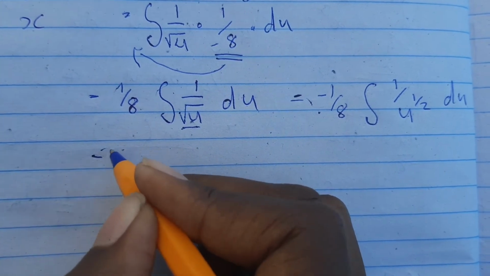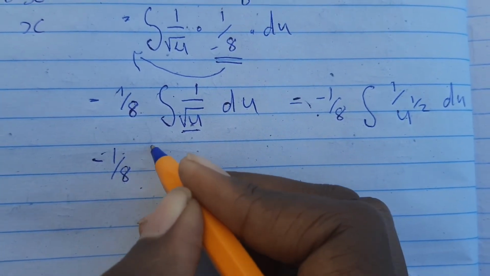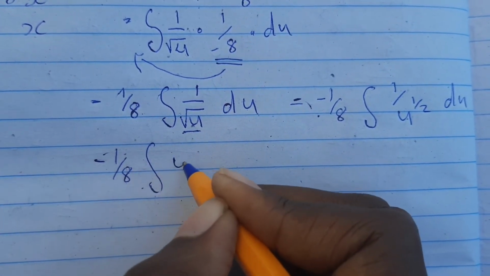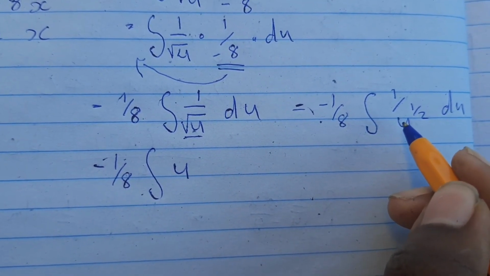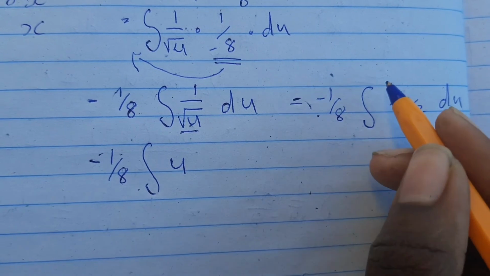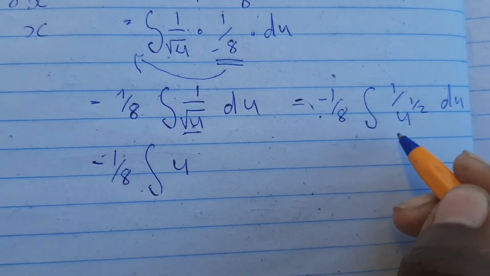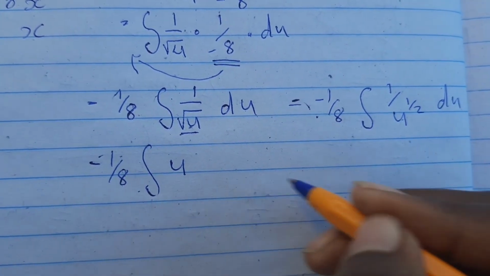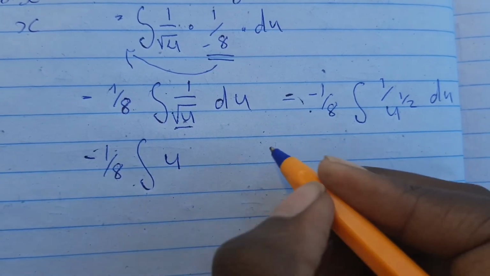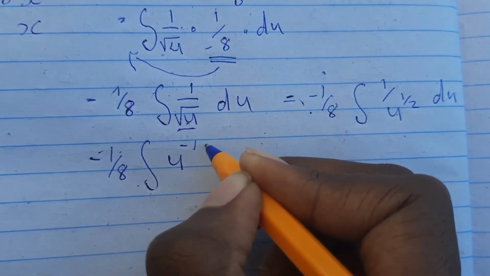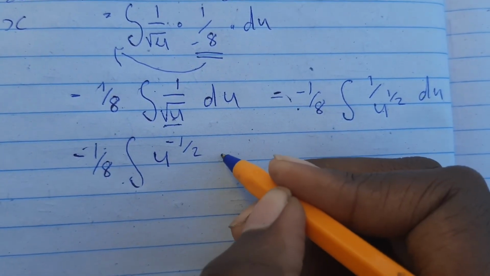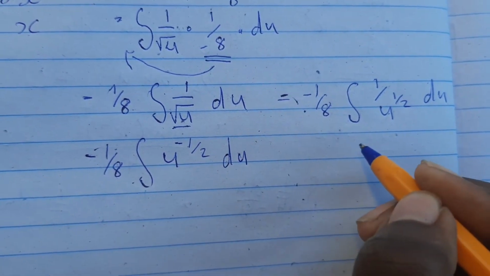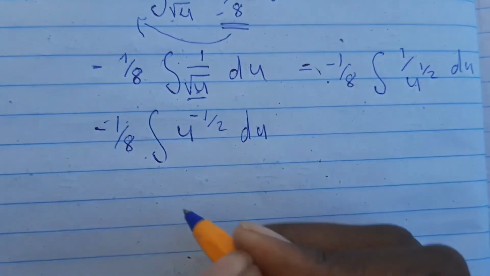So we're going to have negative 1 over 8. We're going to integrate u to the negative half, because if you multiply out, this goes on top there. But the coefficient will become negative, so it's negative 1 over 2, right? du. Now we can integrate to our heart's desires.